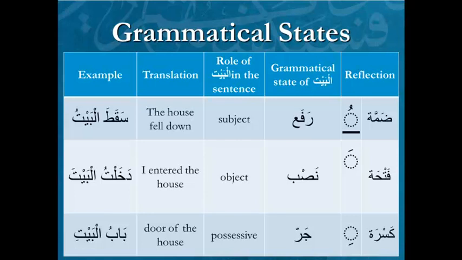So pretty much the earlier word is what causes it to the upcoming word. In the saqat al-bayt example, saqata would be the governing agent. In the dakhaltu example, dakhaltu would be the governing agent. Dakhaltu means I entered. I entered the house, causing al-bayt to be in the state of nasab. So what is rafa, nasab, and jar? These are names of 3 grammatical states. Rafa corresponds to subject, nasab corresponds to object, and jar corresponds to possessive.